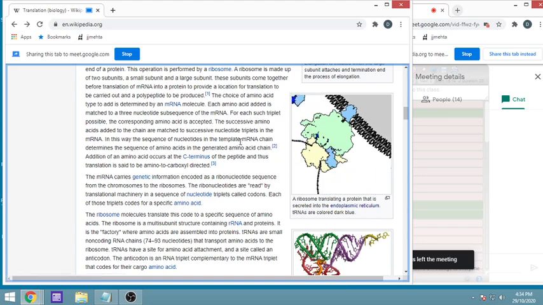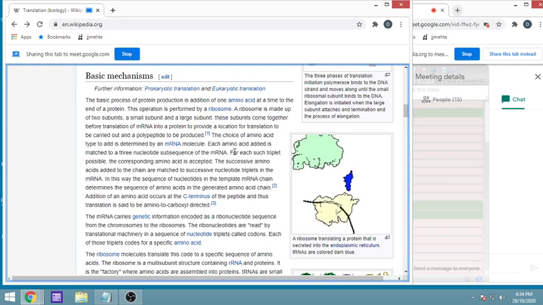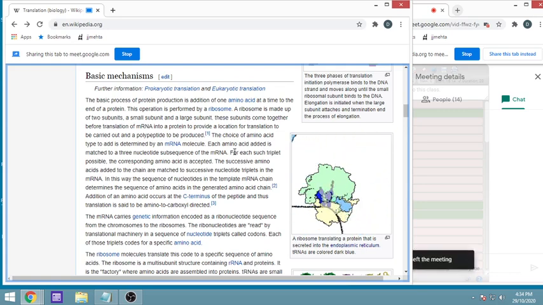Now the next thing is, what is the basic mechanism? It is the addition of one amino acid at a time to the end of the protein, and this operation is performed by the ribosome, which is made up of two subunits. Already I told you about the small subunit and the large subunit. They come together, and accordingly they make a polypeptide product. So here in the animation you can see easily how both come together, how the ribosome hops, and how there is chain elongation one after another.